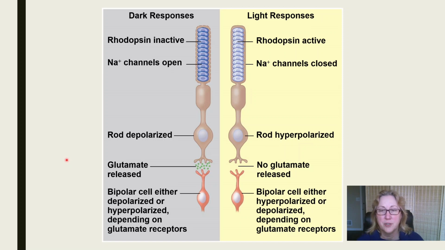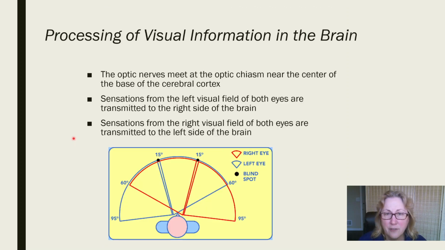And vision is interesting in that it's an inhibitory system. So when it's dark, there is neurotransmitter being released, and when it's light, neurotransmitter stops being released. So it's kind of the opposite of what you think. And our visual cortex is similar.